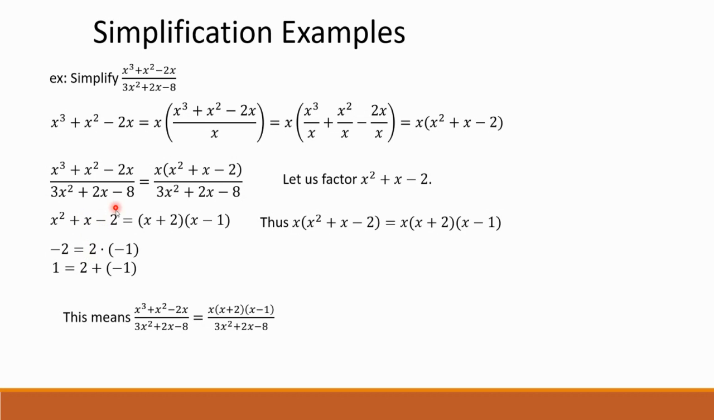I know we have the numbers here. It looks like it's 2 and negative 1. Their product is negative 2. Their sum is 1. So those are the numbers. So we have x plus 2 times x minus 1. And we get this. So the numerator is this wonderful thing, as you can see.